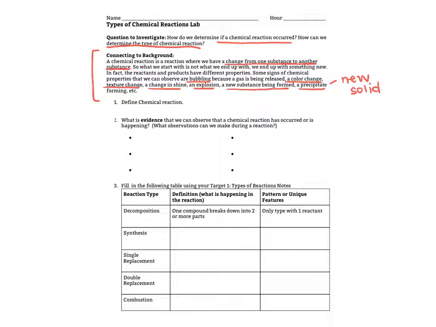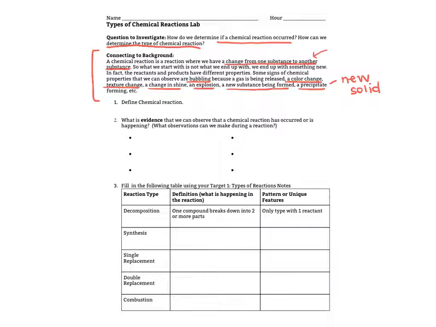Okay. So the first thing we're going to do is define chemical reactions. I want you to pause the video, turn to your partner, and tell them what is a chemical reaction in your own words. Okay, so hopefully you turned to your partner and you guys have a good definition now. So we got our definition up in this first part here.